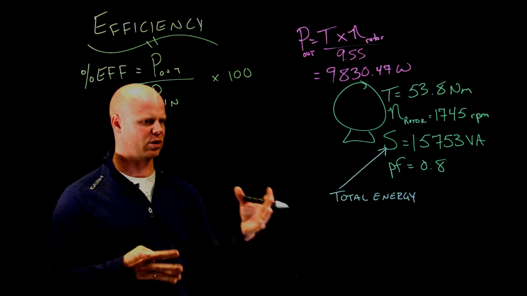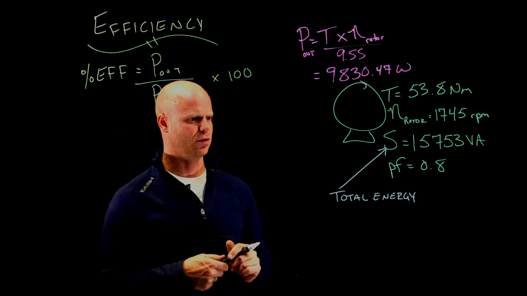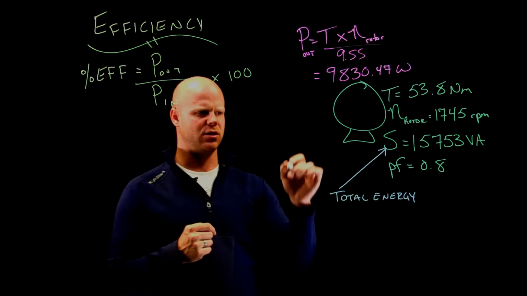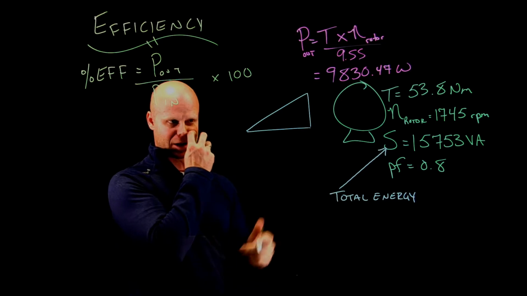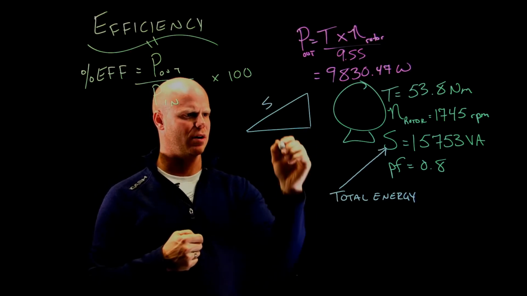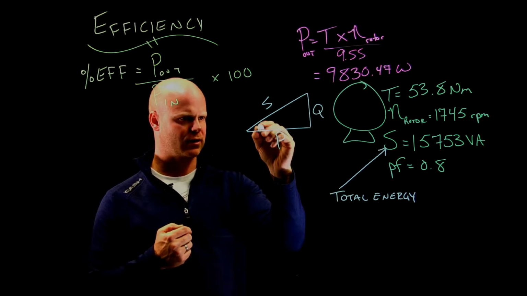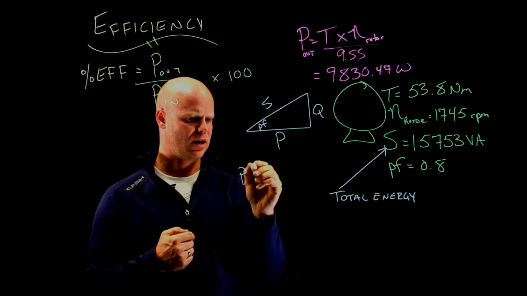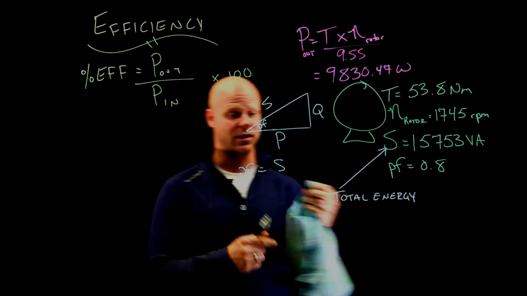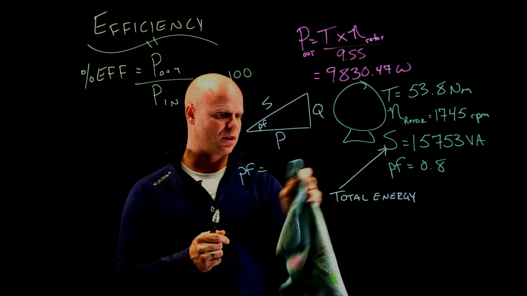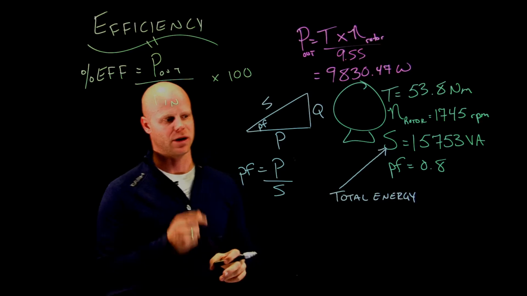So if that's my total energy, I have to be able to use this to get to total power. And there's lots of ways that you may have been shown this. Quite often we use these as our diagrams. This is the apparent power. This is my true power. This is my quadrature power. And my power factor is a relationship of the power divided by the apparent power.